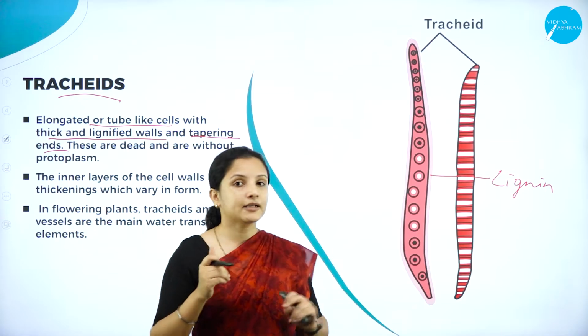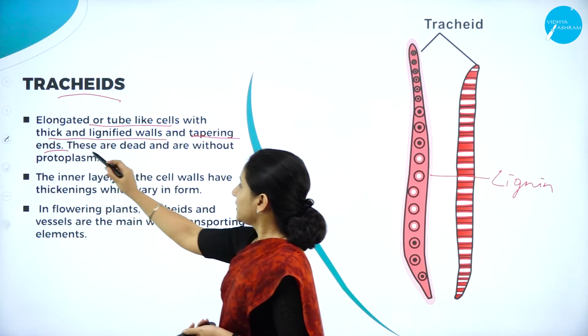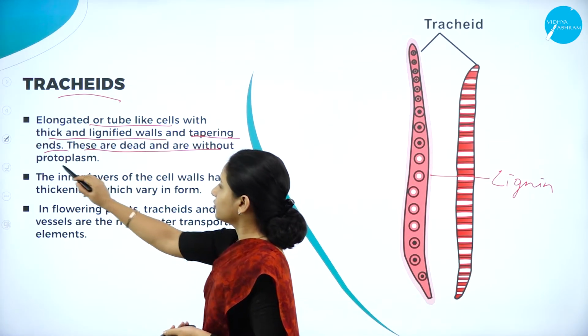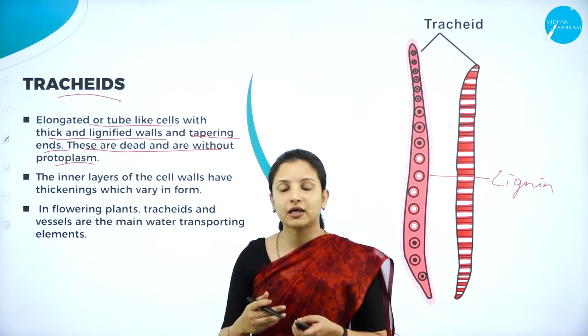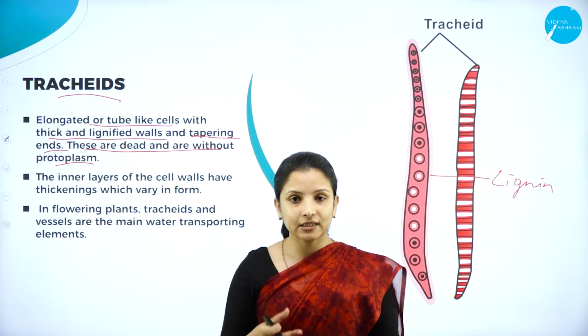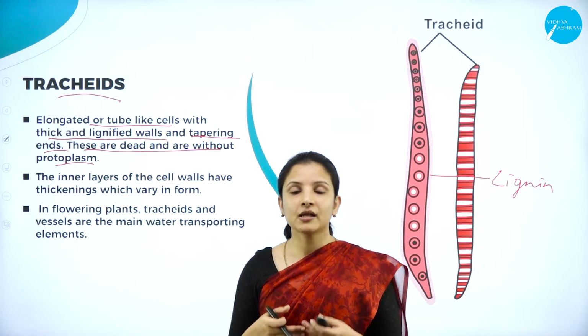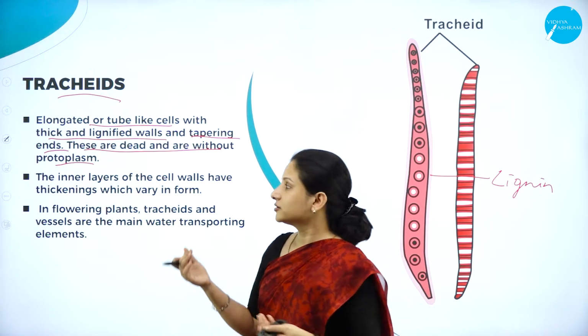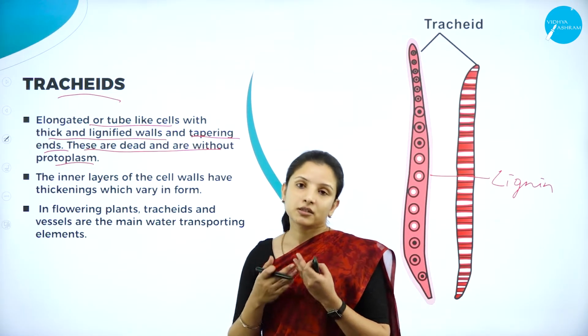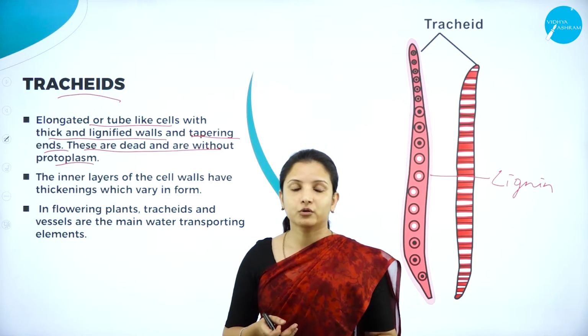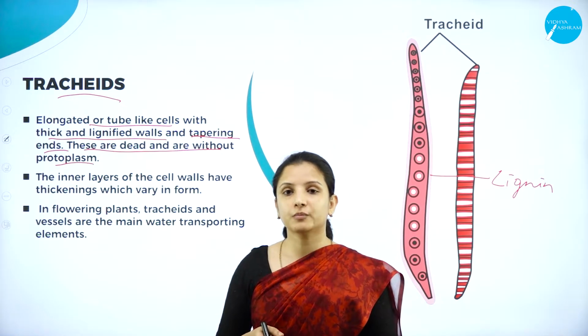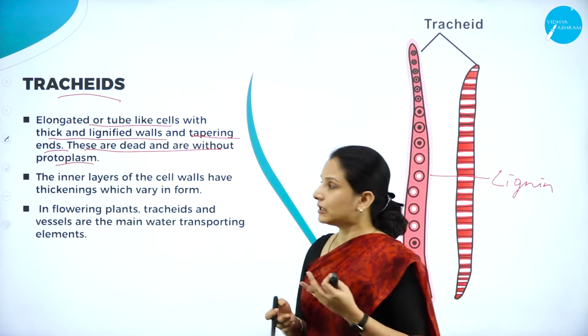So they have a tapering end, and these are also dead and without protoplasm. Protoplasm is nothing but a colorless fluid that is present within the cytoplasm of a cell and has all the organelles. So these are dead tissues because they lack a protoplasm.